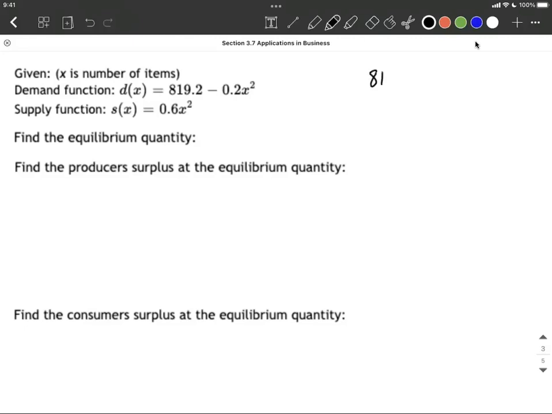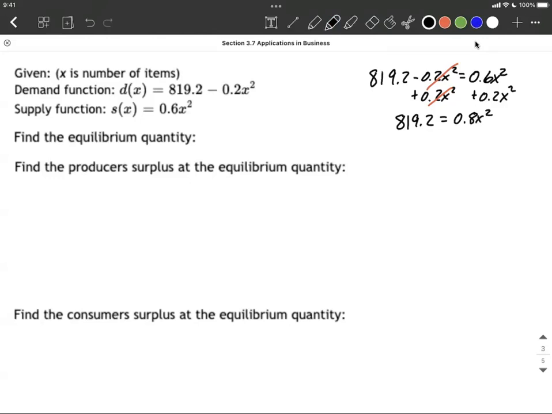So I'm going to go ahead and set these functions equal to one another. Now in order to solve this down, I want to go ahead and get all the x's on one side. So I'm going to add 0.2x squared over to the right hand side to get all the x's on one side. As we combine our like terms, the 819.2 will be isolated on the left hand side, and we'll have 0.8x squared over on the right hand side.